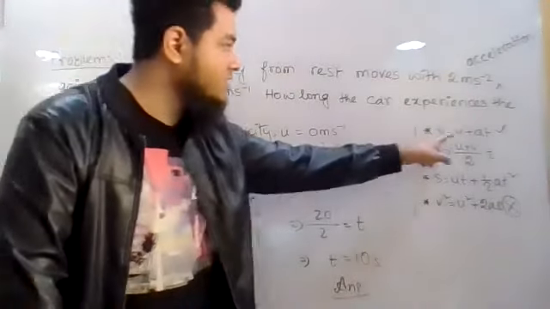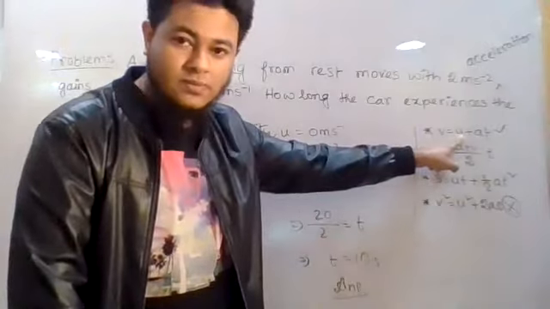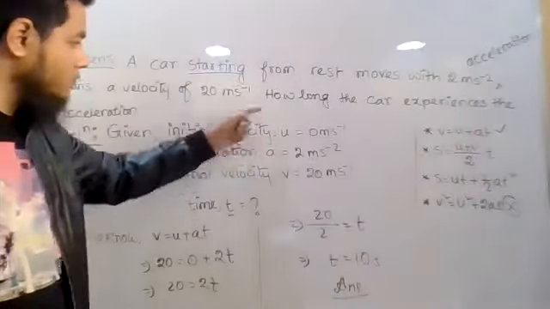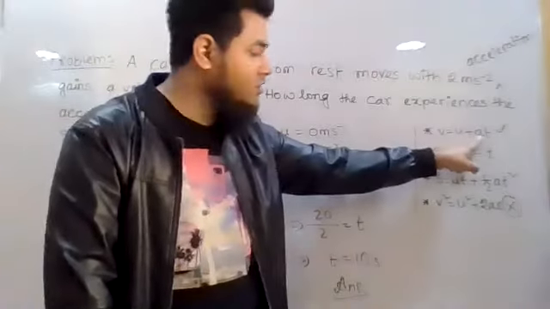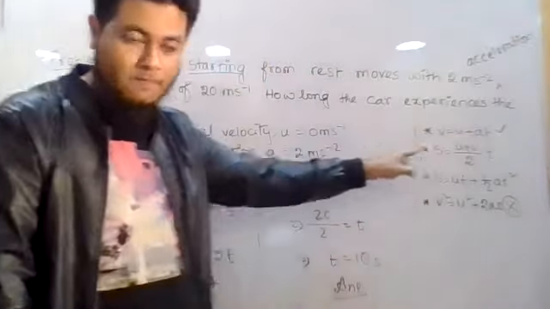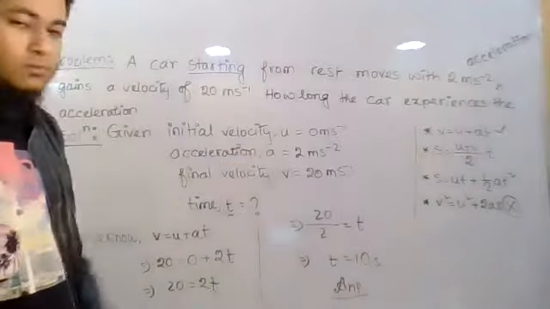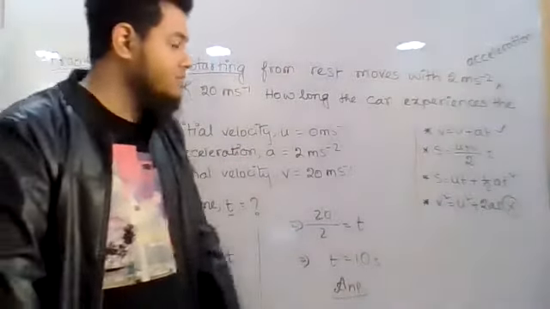What is the information you need? U. Do you know U? Yes. What is the third information you need to know? A, acceleration. Do you know A? No, right?